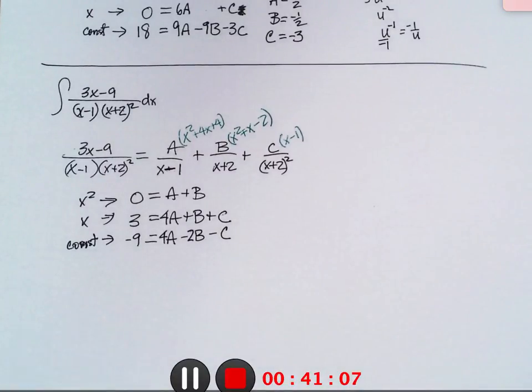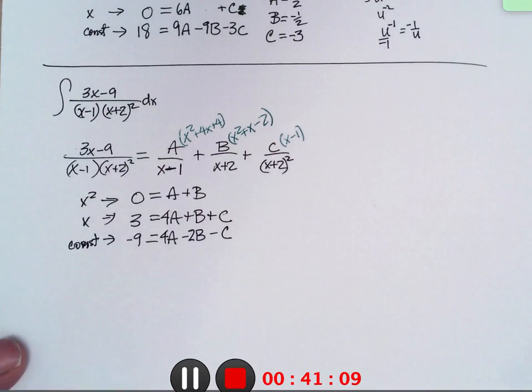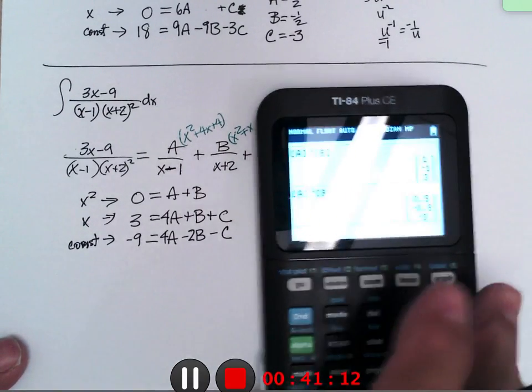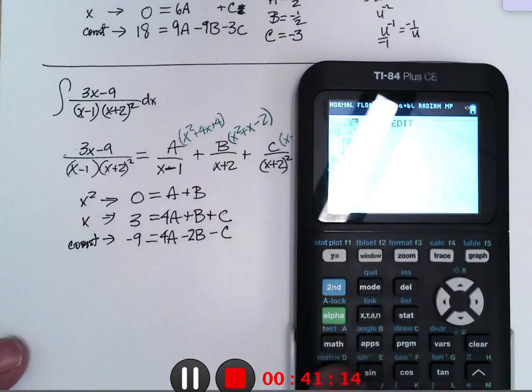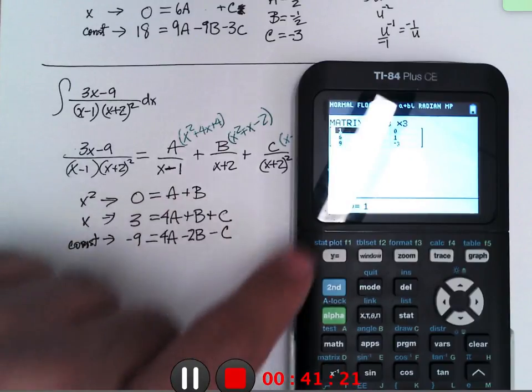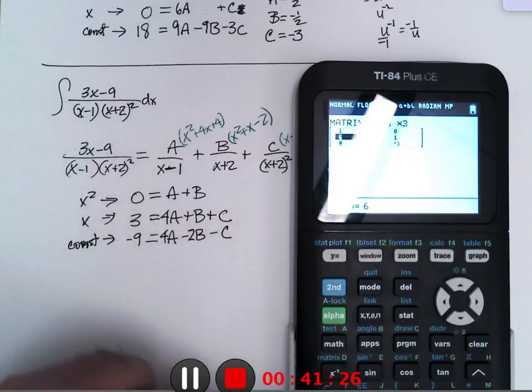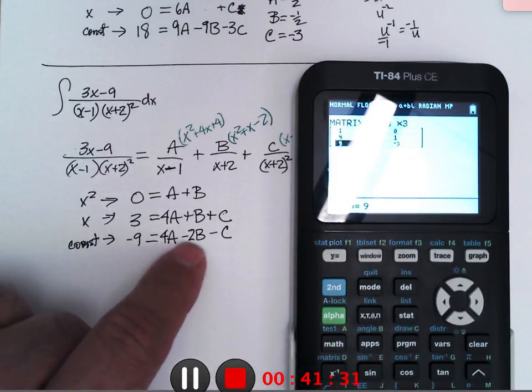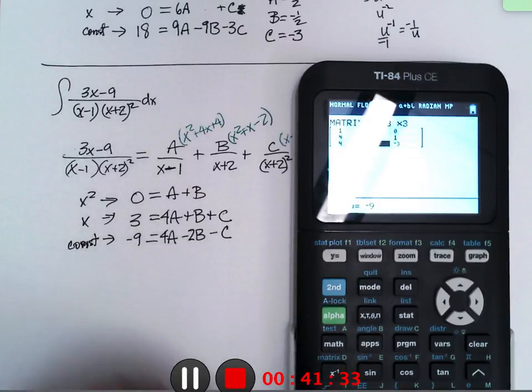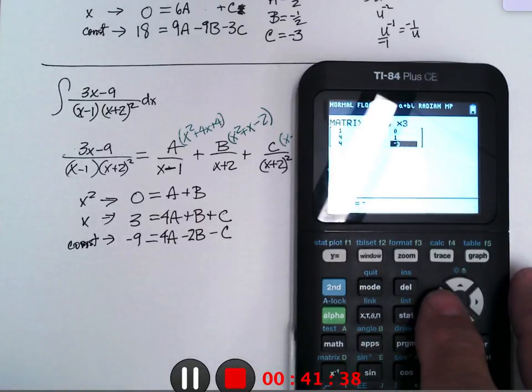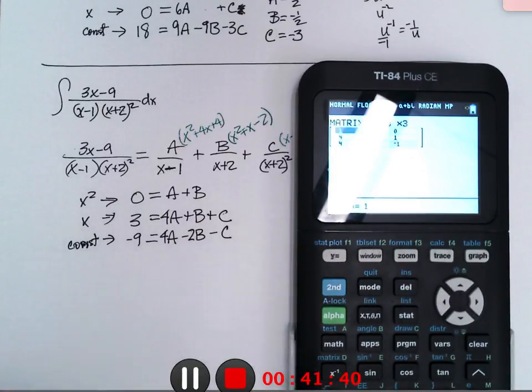Once again, I'm going to go straight to my calculator and go second matrix, edit, A, 3 by 3, 1, 1, 0. I already have that. 4, 1, 1. 4, enter, 1, 1, enter. Then 4, negative 2, negative 1, enter. Okay, have that right.